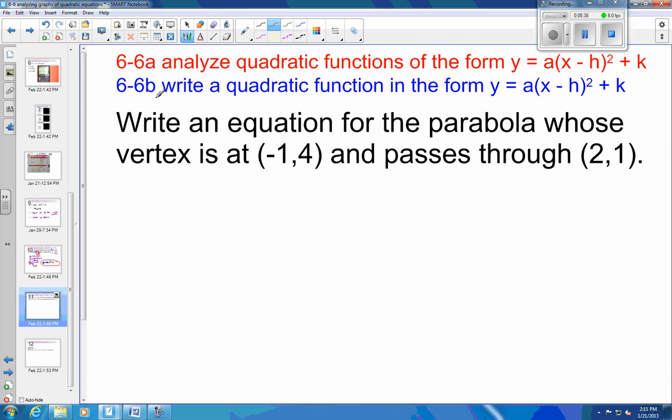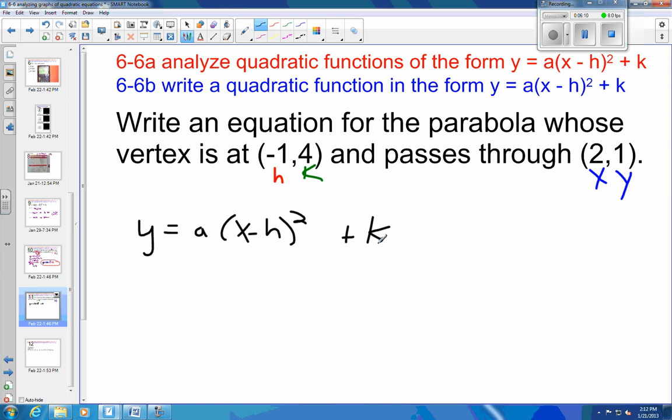Try one more. We want the vertex at (negative 1, 4), and it passes through (2, 1). So this is h, this is k, and this is x and y. Our formula is y equals a times (x minus h) squared plus k. Let's fill in what we have. So y is 1 equals, we don't know what a is.